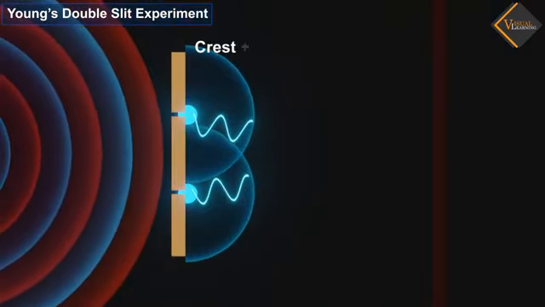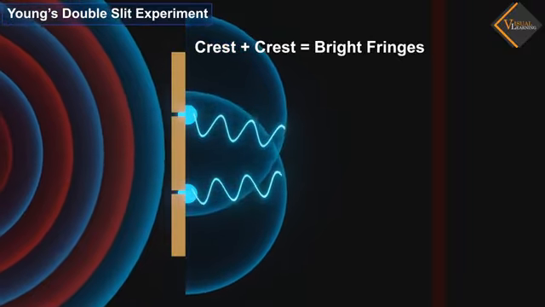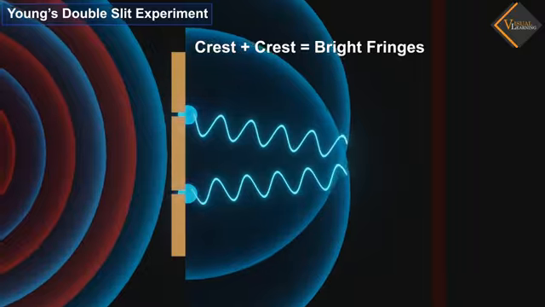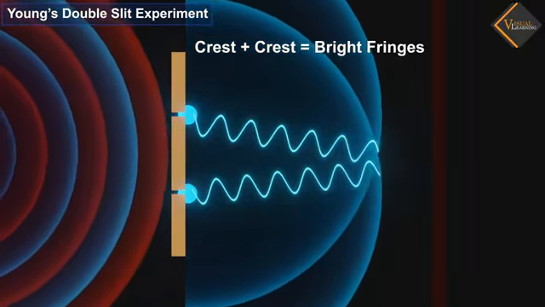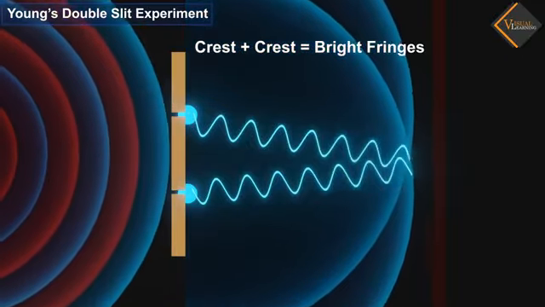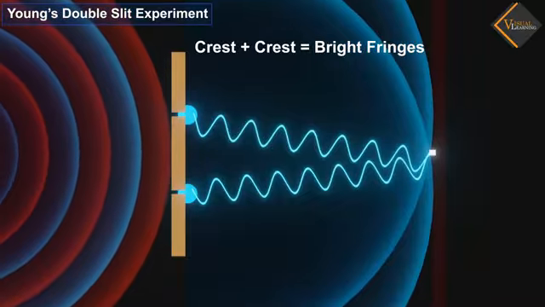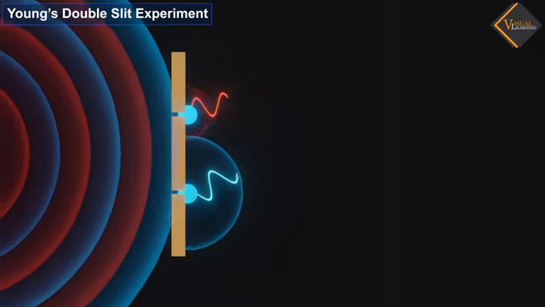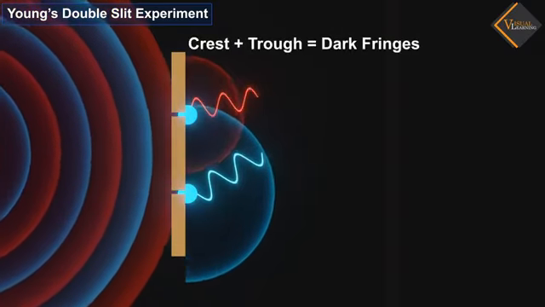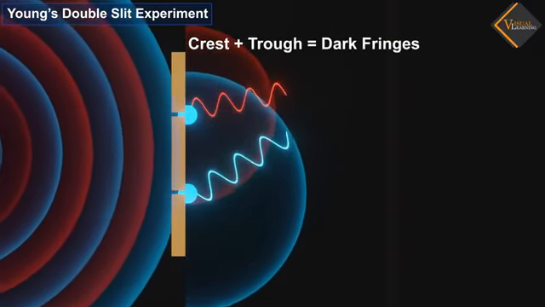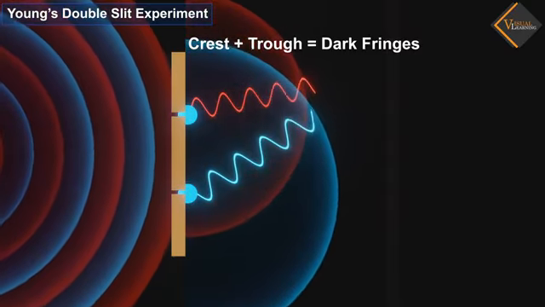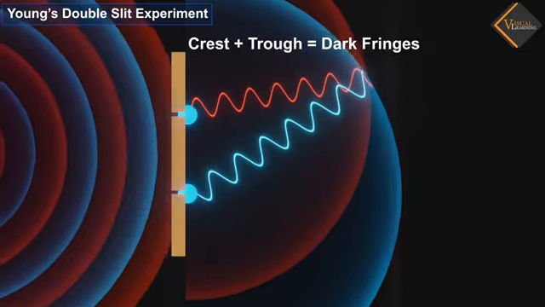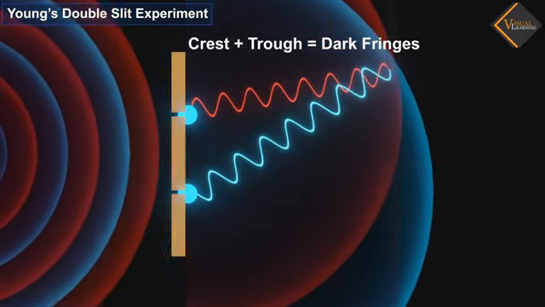When a crest of one wave superimposes with the crest of the other wave on the screen, the 2 waves combine to form a new wave with higher intensity at that point, resulting in bright fringes on the screen. Conversely, when a crest of one wave superimposes with the trough of the other wave, they cancel each other out, and the intensity of the light wave becomes minimum at that point, creating dark fringes on the screen.